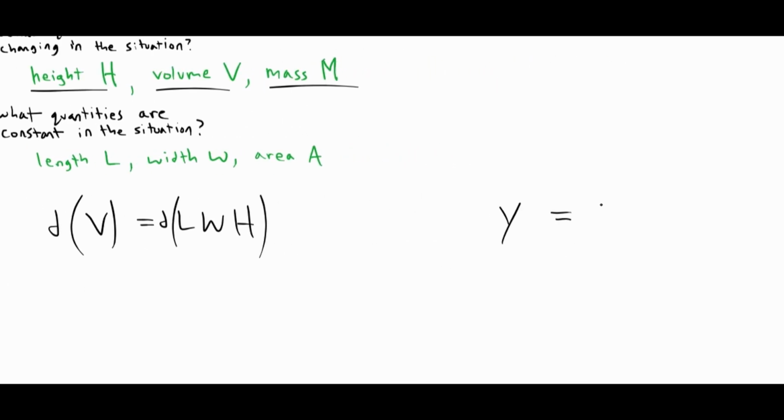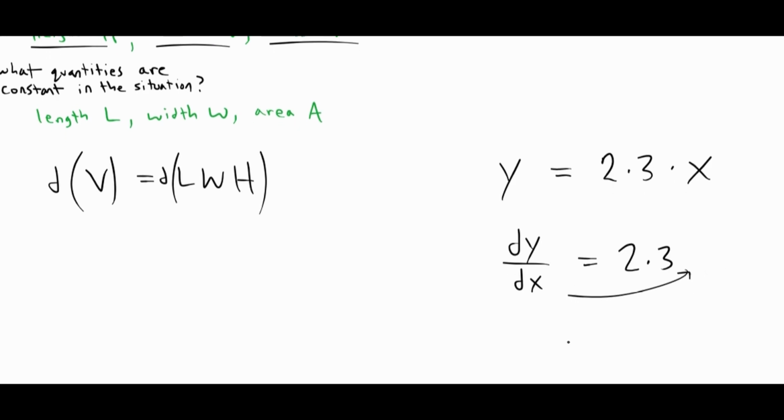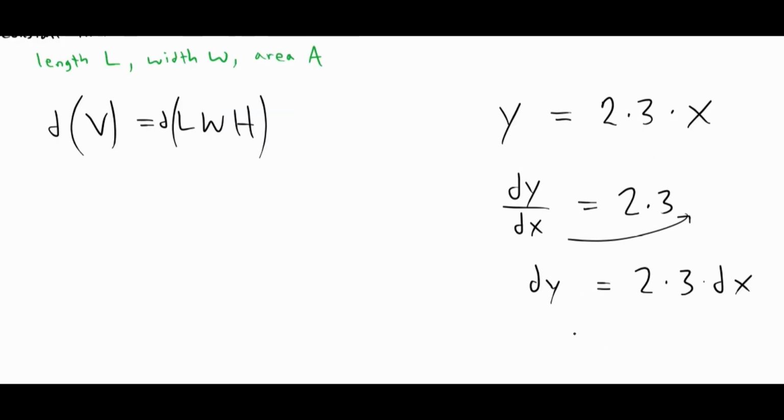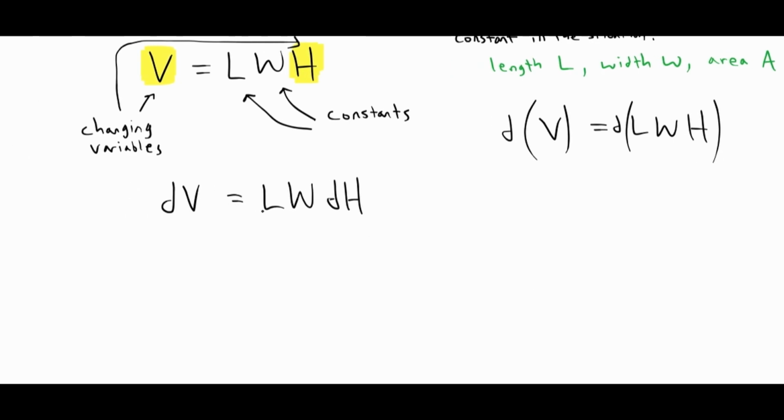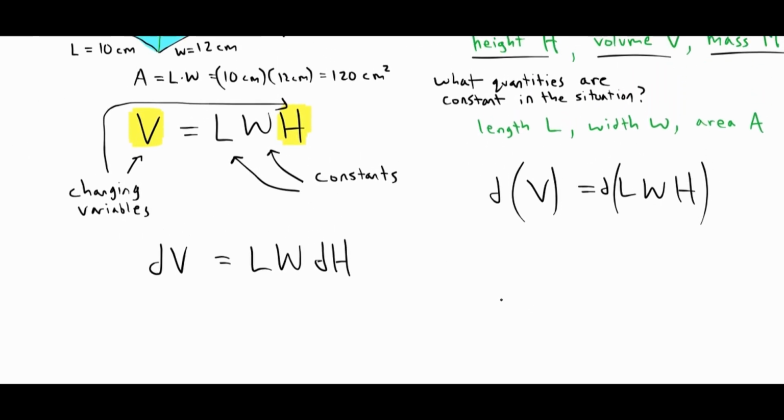y equals 2 times 3 times x. Like, what would that be if you were doing a derivative? So you could get dy over dx equals 2 times 3, and then multiply that dx to the other side. Same kind of thing. Yeah, so we did the same thing, but we did it now with the volume and height.